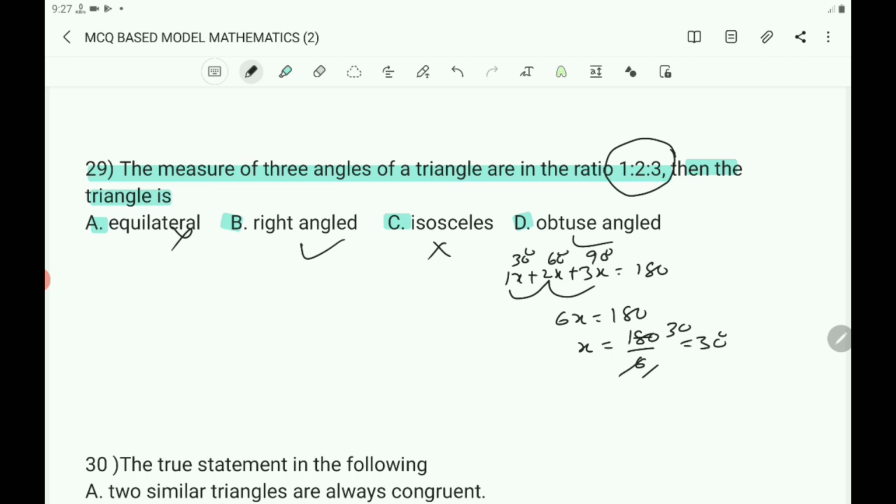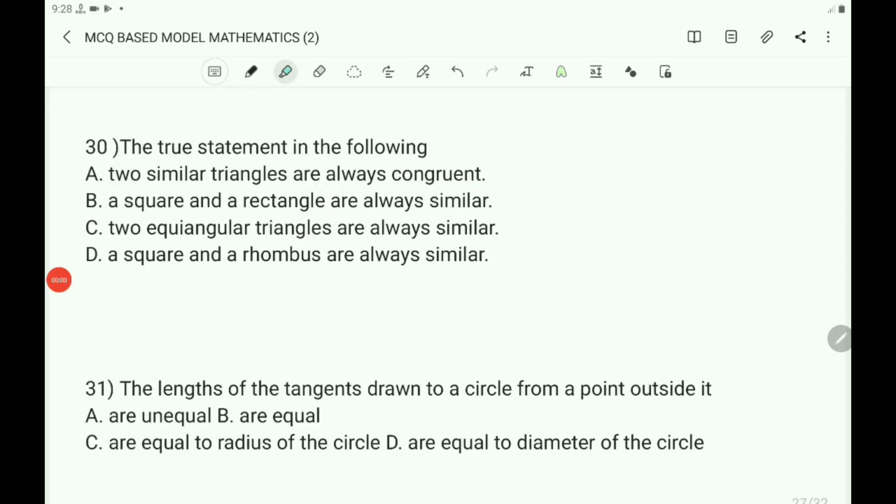So what type of triangle is it here? You got a 90 degree measurement, so you can conclude it is a right angled triangle. So option B is the correct answer. Now question number 30.